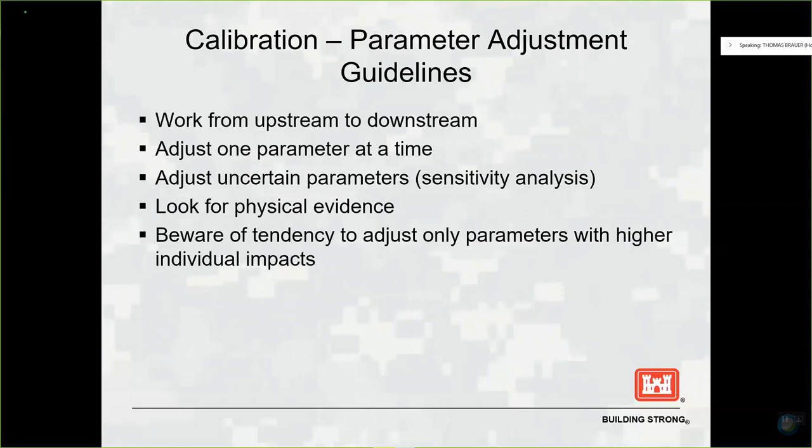And then beware of the tendency to adjust only parameters with higher individual impacts. So this is what's called in the model world overfitting. So if I start adjusting this base flow coefficient and I really crank it up, I'm getting a better result in this model, even though it might be out of range or a little bit too much, but it gives me a good result. The reality is that when you do that, if you try to apply that model to, say, a different event, it's very likely that that next event is going to be very wrong. So it's important to not overfit the model.